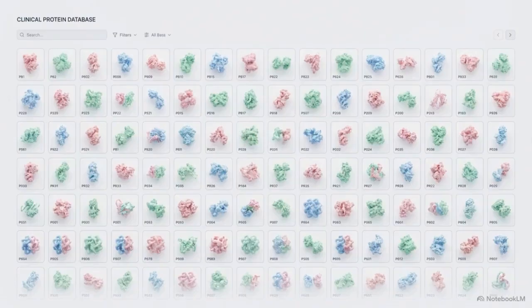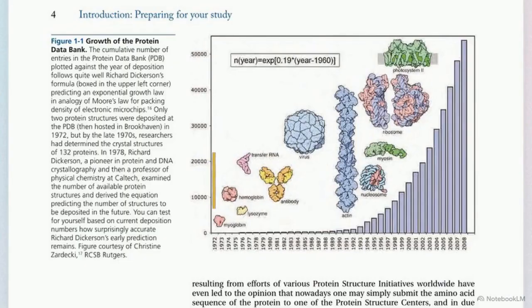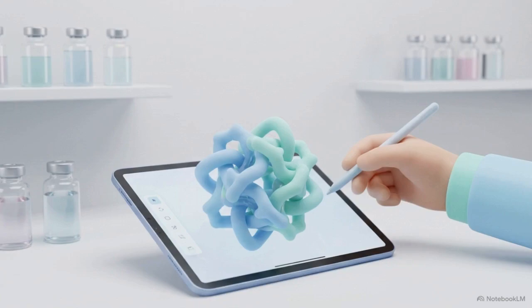These finished models are archived in the Protein Data Bank, or PDB, making the data accessible to the entire scientific community. Since the 1970s, the number of solved structures has grown exponentially, creating a library of tens of thousands of molecular blueprints. This archive allows the pharmaceutical industry to move beyond trial and error, using these precise models to guide the design of new drugs.